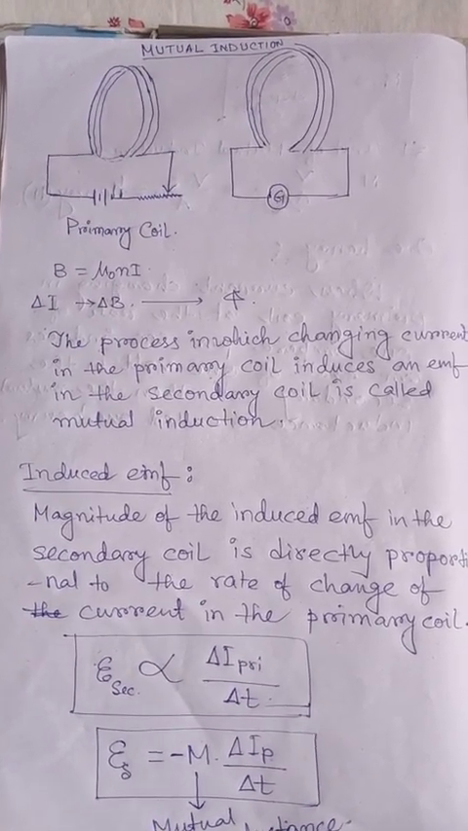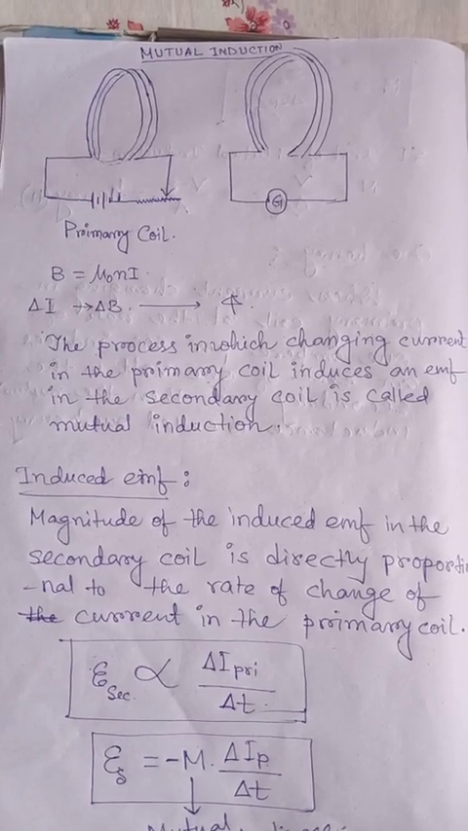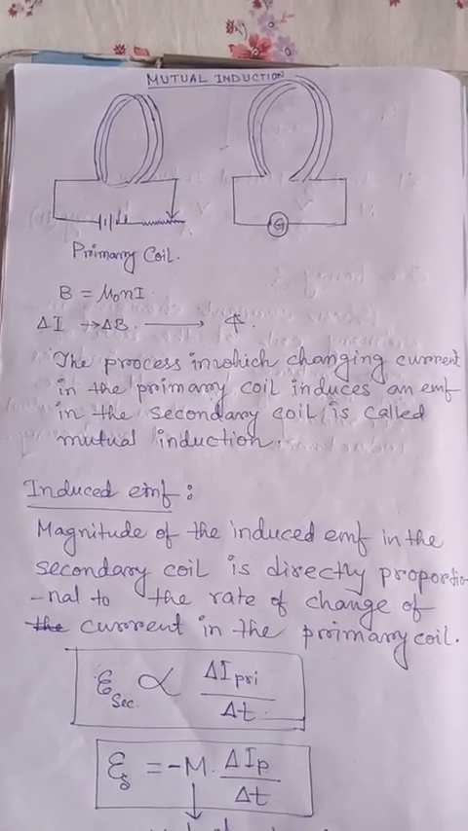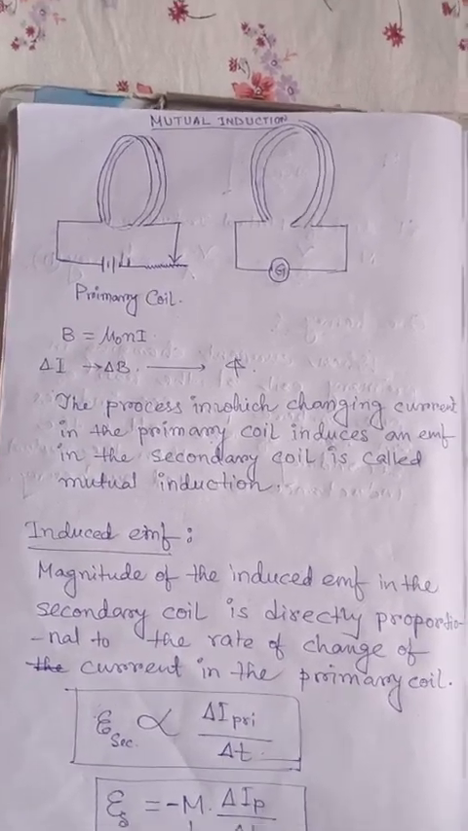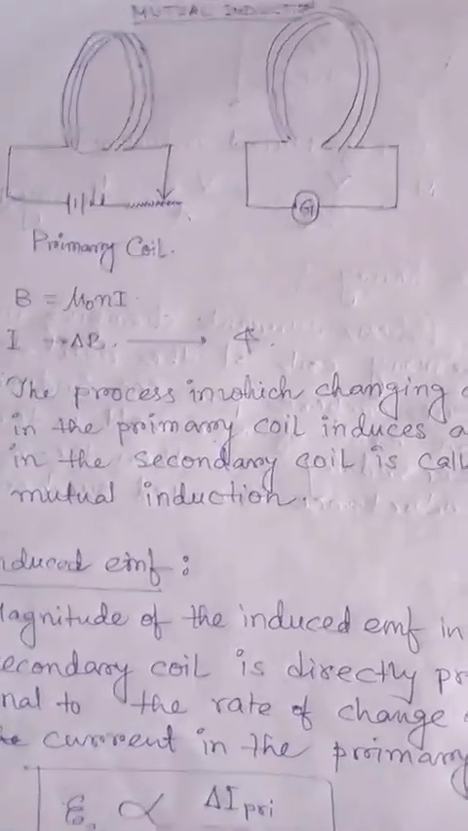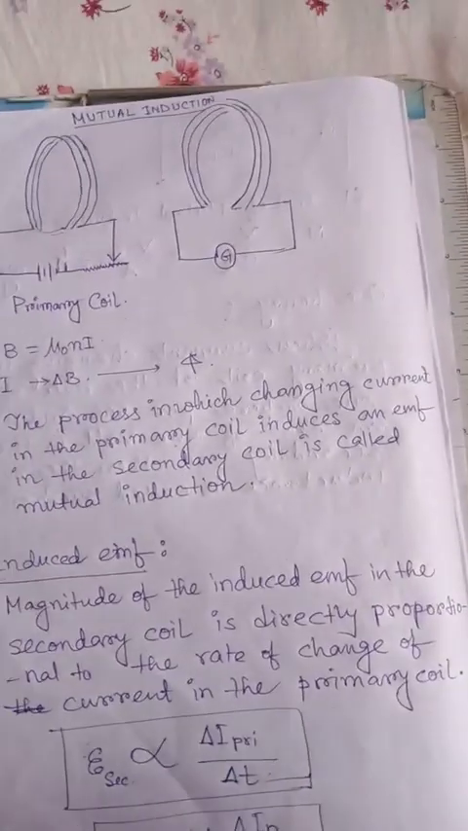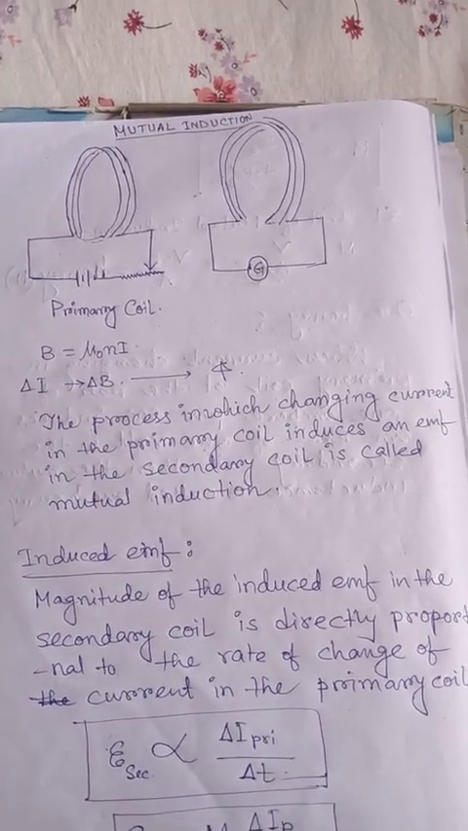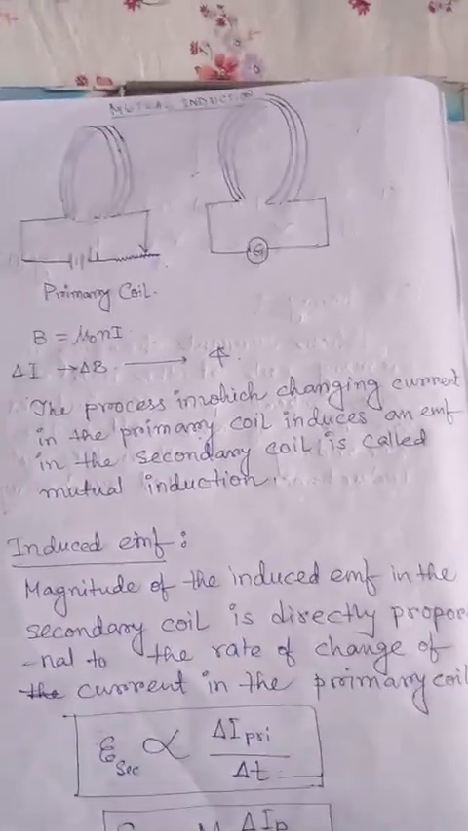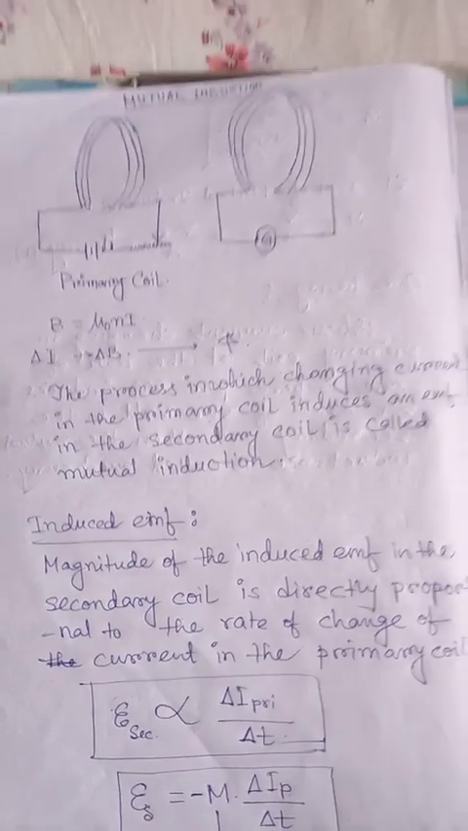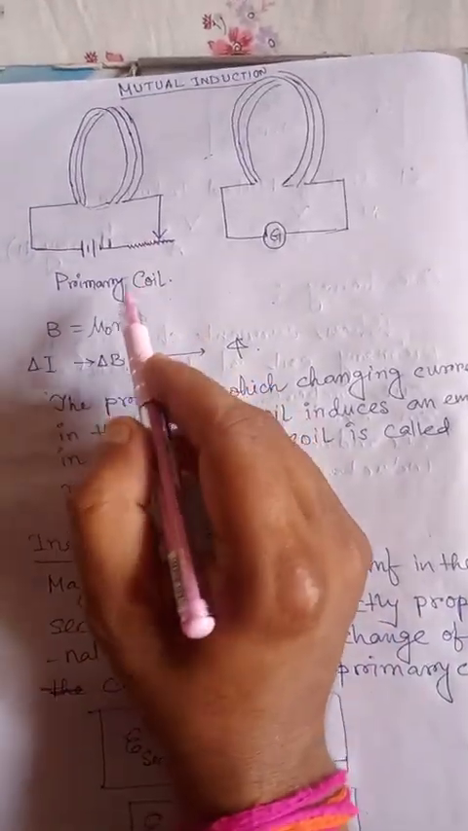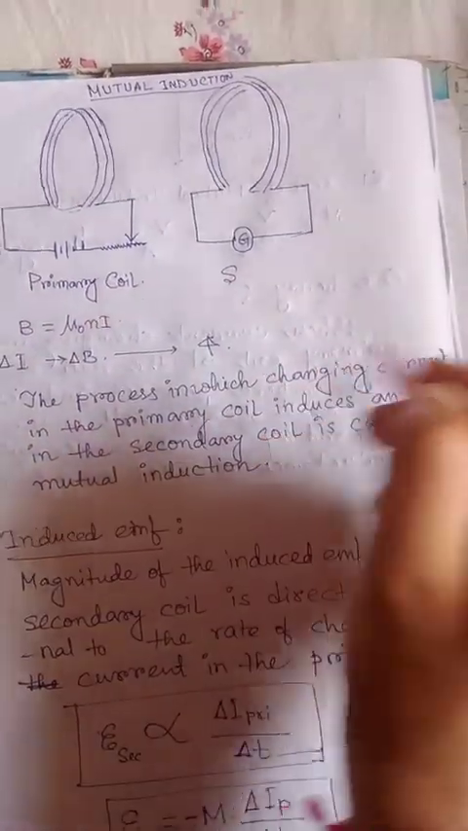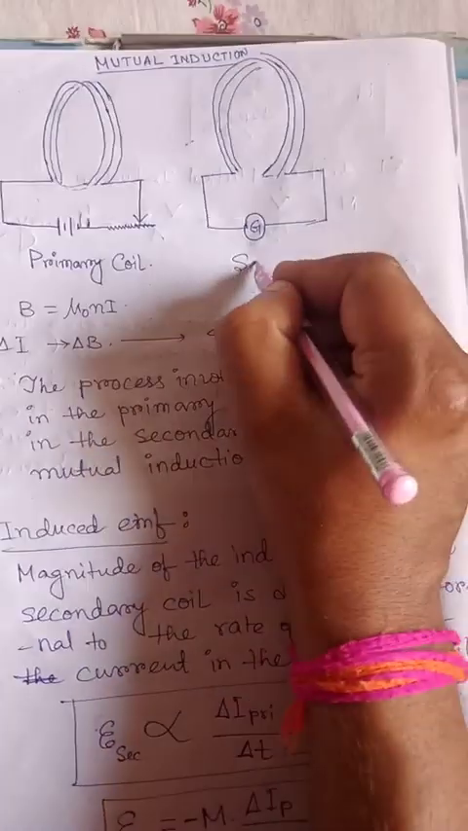What is mutual induction and what happens in that process? At first, we have to know what primary coil and secondary coil are. Now, if we take two coils of current carrying conductor, like this is the primary coil and this is the secondary coil. How can we name the primary coil and the secondary coil?